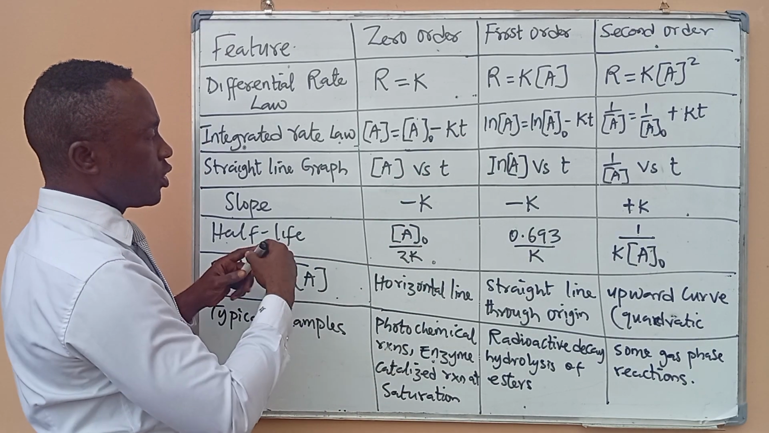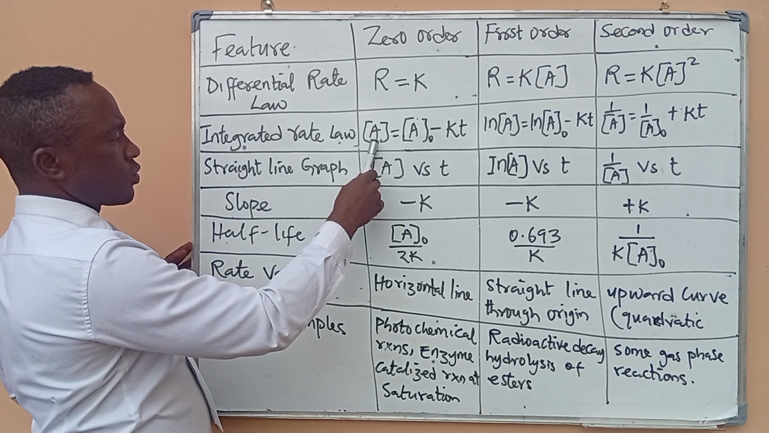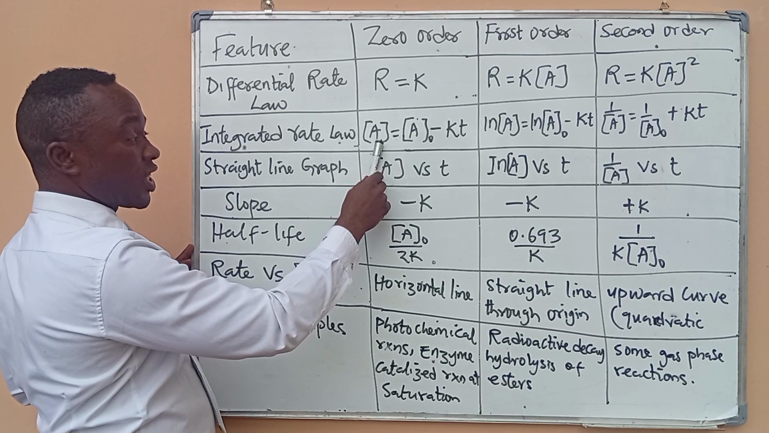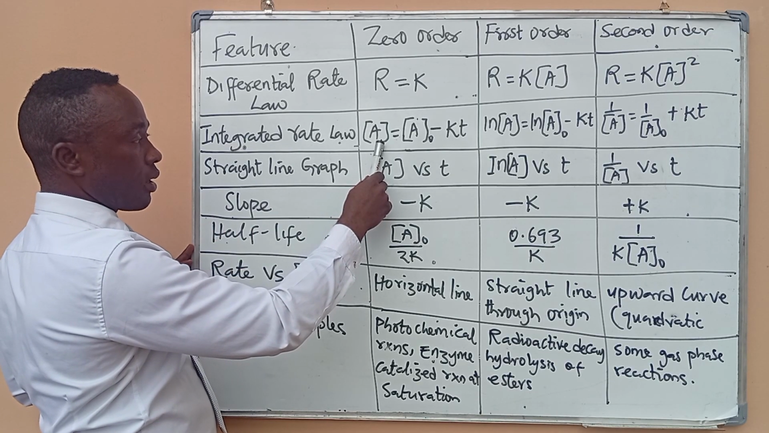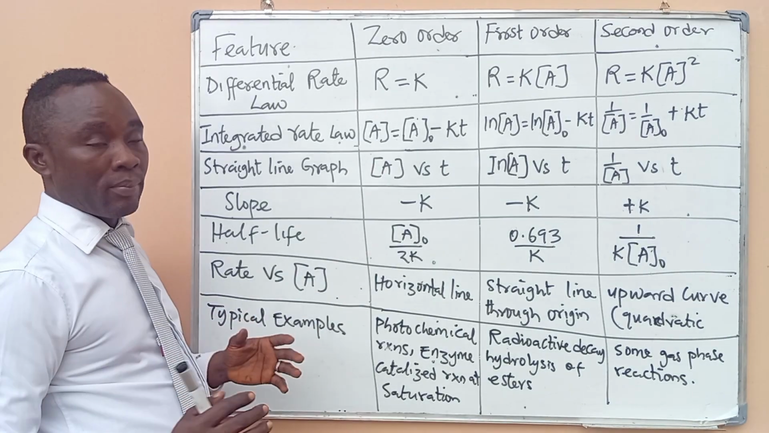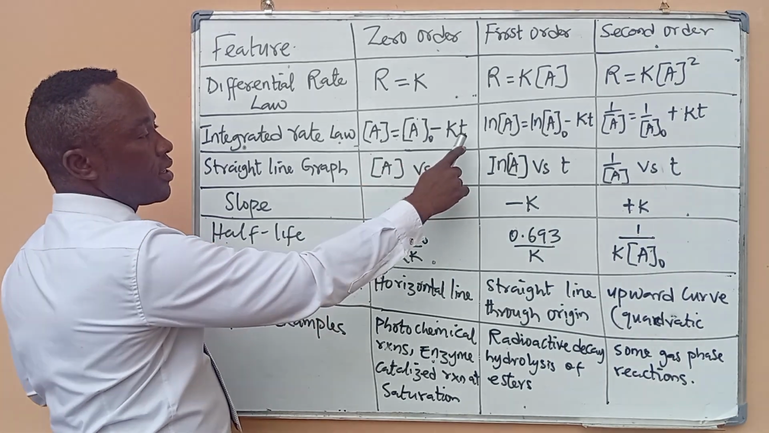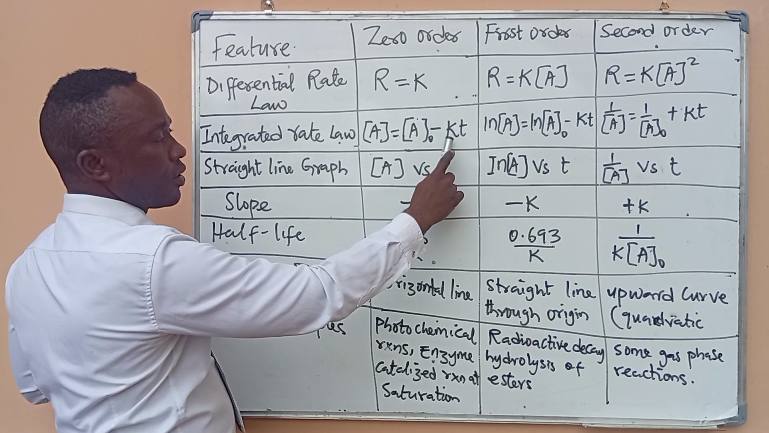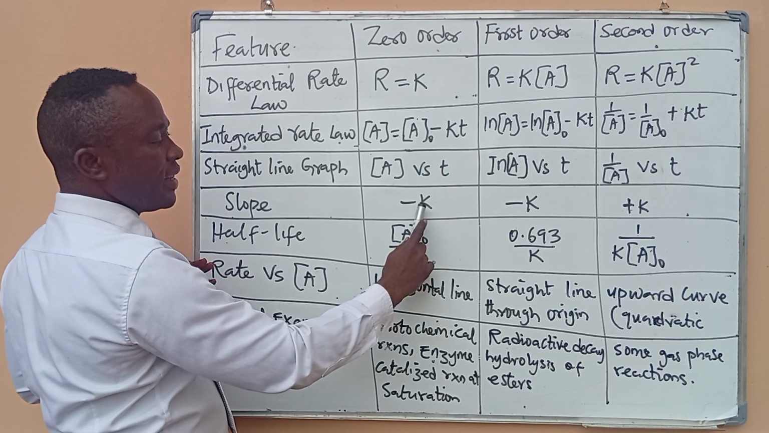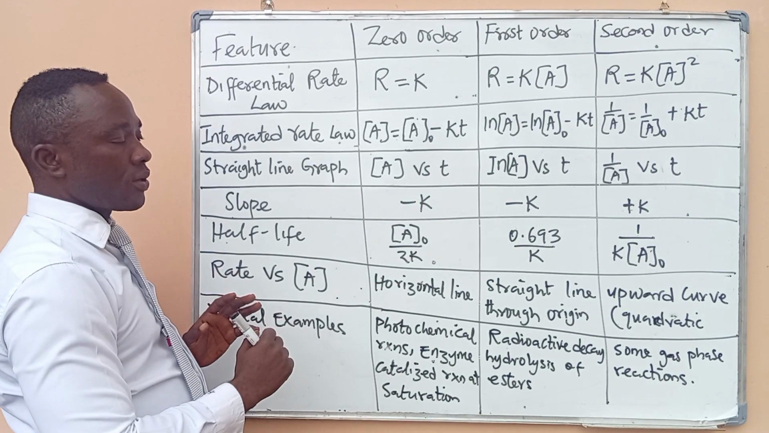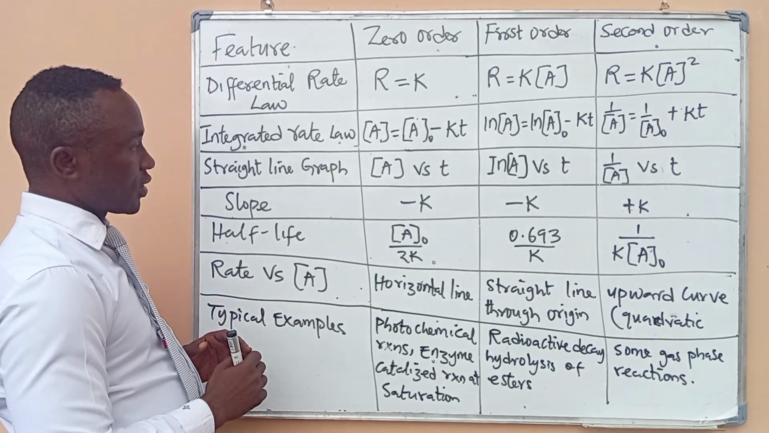Negative. What are we doing? We are plotting final concentration, pardon me, final concentration. You plot final concentration against what? Against time. The slope will be what? Will be negative k, that is minus the rate constant.